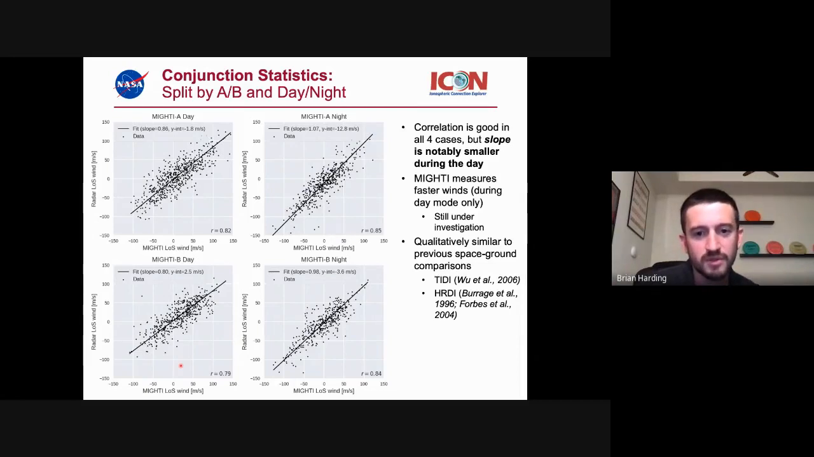But one thing I thought was interesting was that other space-based wind measurements have seen similar things before. So when TIDY compared to meteor radars, it found that the zonal wind climatology, I don't remember the exact details, I think it was TIDY, the zonal wind climatology from space was a little bit larger magnitude than from the ground. A similar thing was found in HARDY, and to my knowledge, those have never been resolved. So this mystery might be solved by a calibration that we're looking into, but it also might be some unknown inherent issue with the technique.